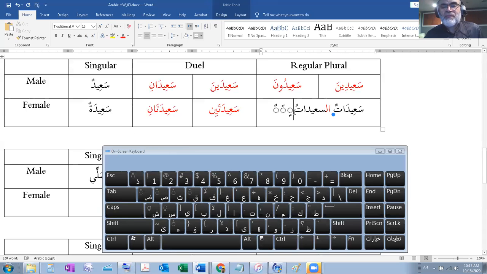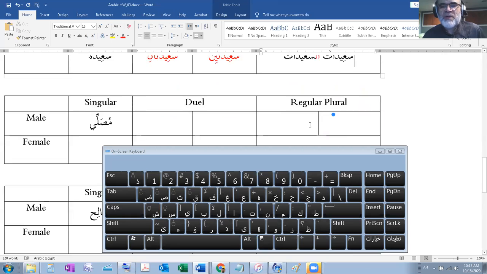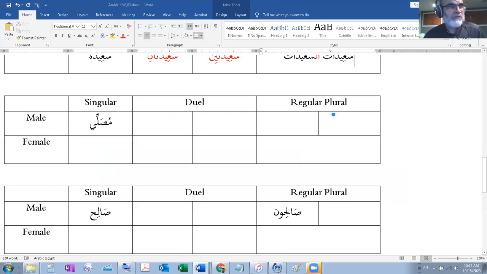Okay. So this is not part of the homework, but it is part of the future homework, which we're going to talk about, the issue of the sarf.